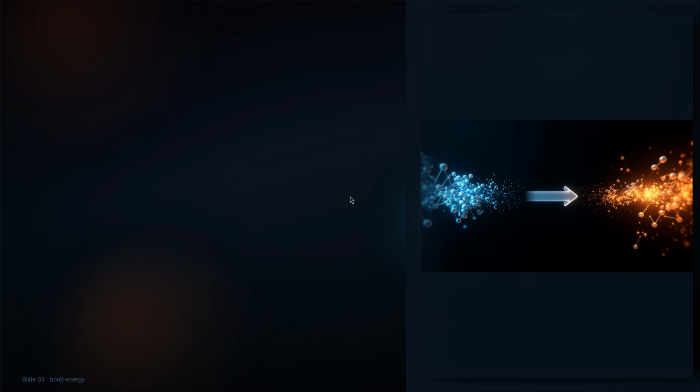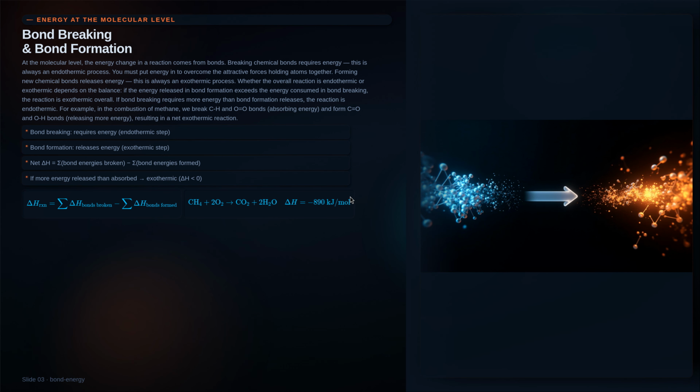At the molecular level, the energy change in a reaction comes from bonds. Breaking chemical bonds requires energy. This is always an endothermic process. You must put energy in to overcome the attractive forces holding atoms together. Forming new chemical bonds releases energy. This is always an exothermic process.